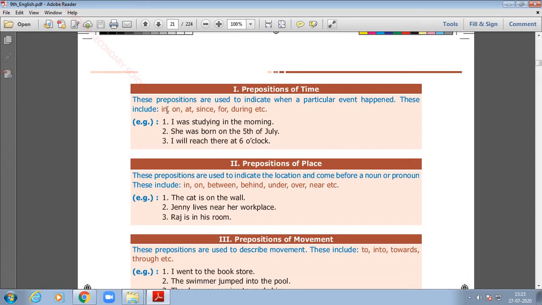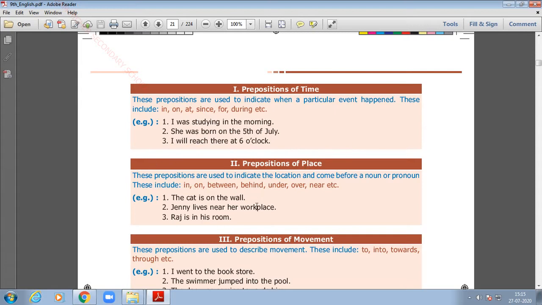And here I also told you, I live in Salem. Where in Salem? At Anna Nagar. So for big places you use in, and whenever you are talking about a particular place you use at. Now you'll have to understand the usage of this. Some words are applicable for time as well as place. See, in is given here in time also, and here place also. Similarly, on is given there and also in the place. Now you will have to understand how to use it.